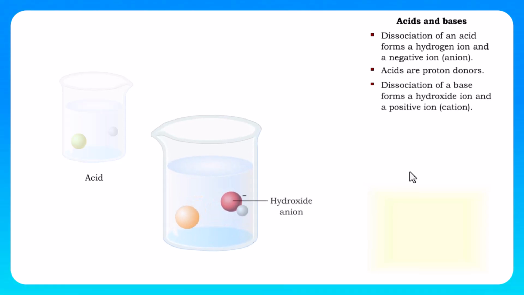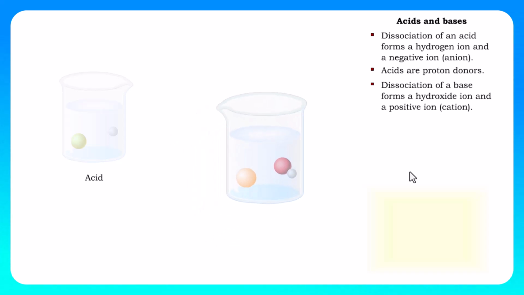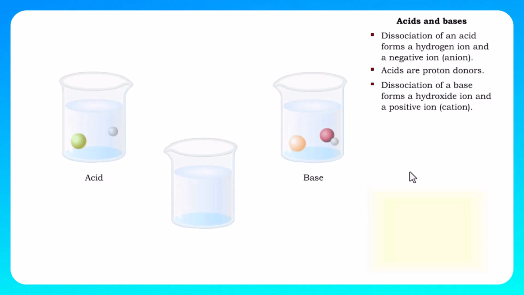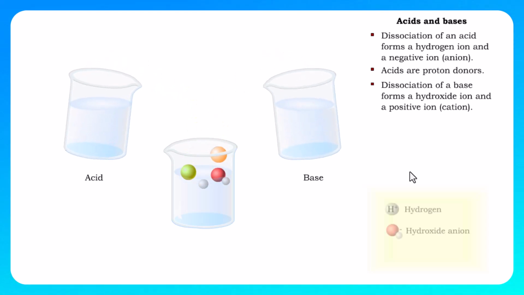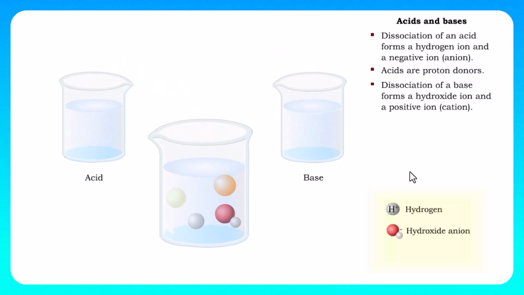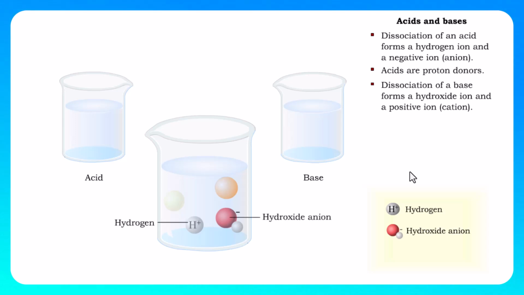Dissociation of a base in water produces a hydroxide ion and a positive ion. Hydroxide ions and hydrogen ions react to form water, removing hydrogen ions from a solution. This is why bases are called proton acceptors.